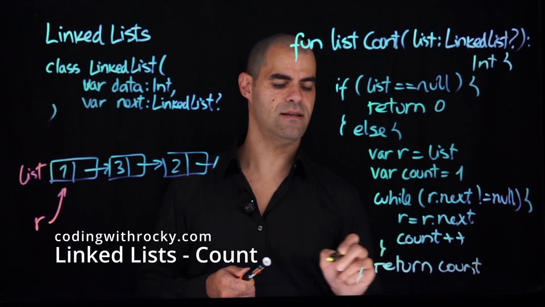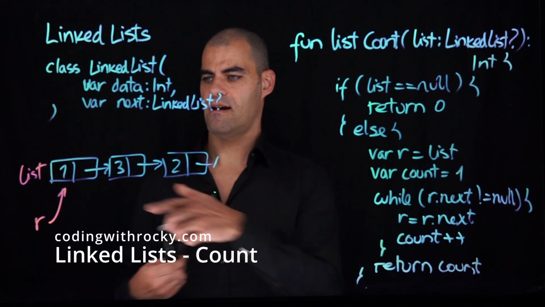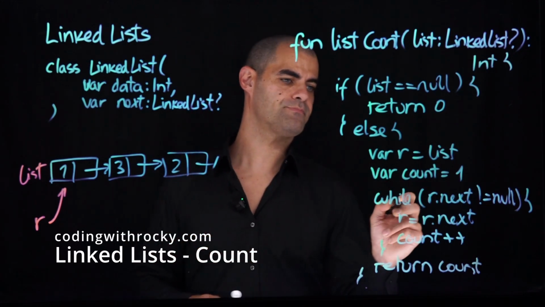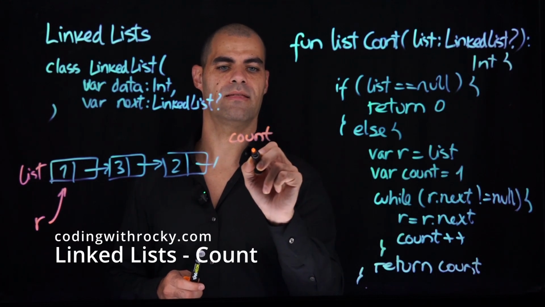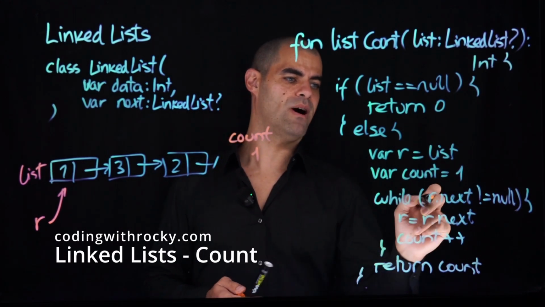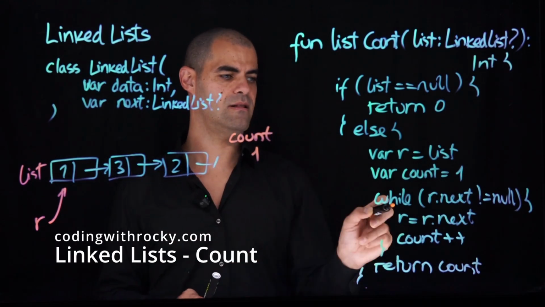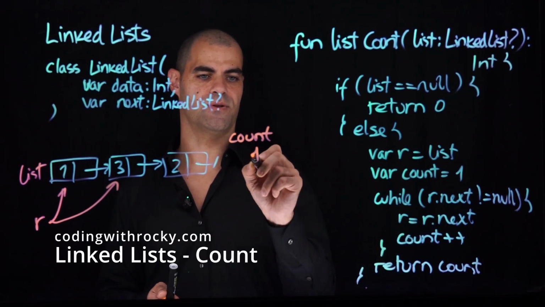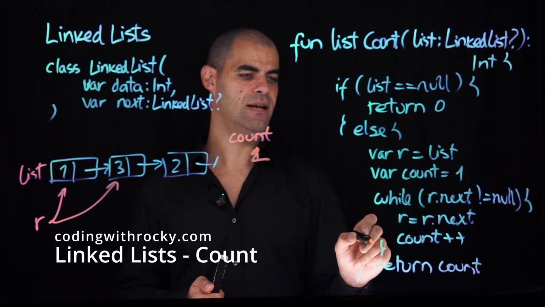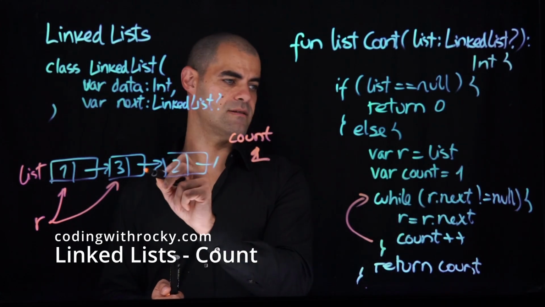So let's see this in action, how this would run. Once again, r is pointing here. We have our count here that is 1. And while r.next is not null, yes, it's not null, we move the pointer here and we increase our count. So now our count is 2. And then we move here again. r.next is not null. Yes, it's not null.